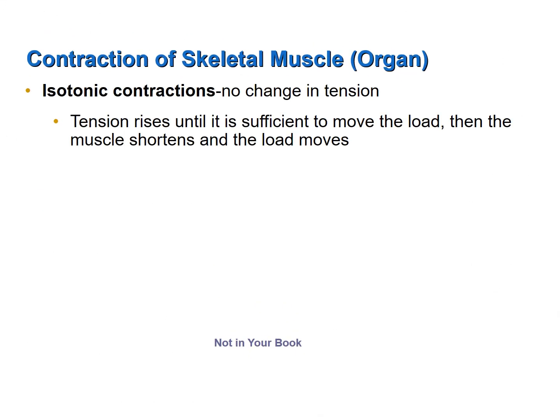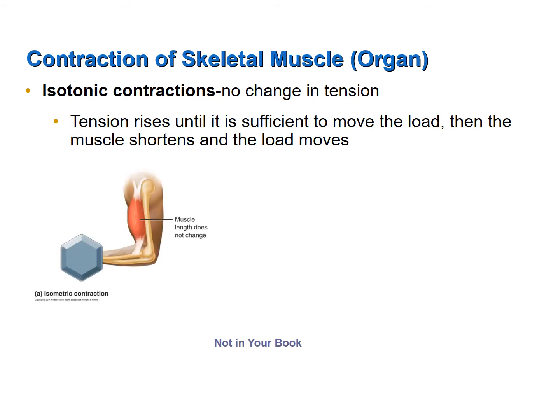Isotonic contractions are contractions where there's no change in tension, but there is a change in muscle length. So let's go back to our isometric contraction example. Here a load is being held in a stationary position, so the load is not moving. The biceps muscle is producing enough force just to counteract that of gravity.